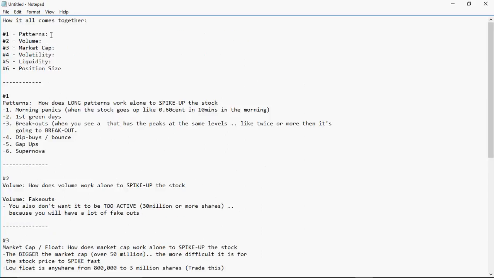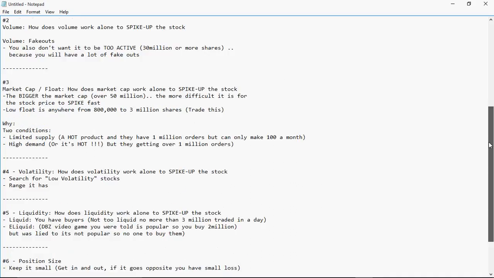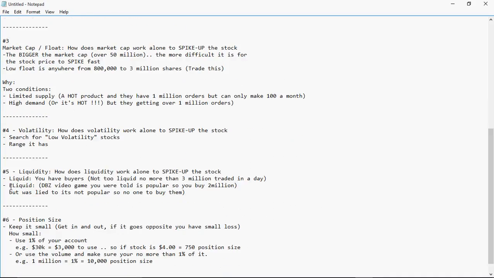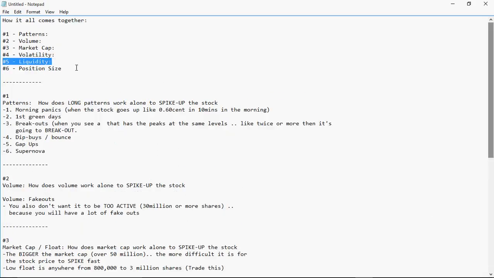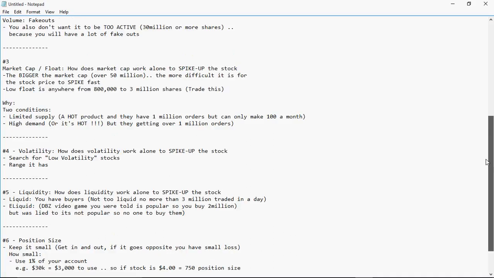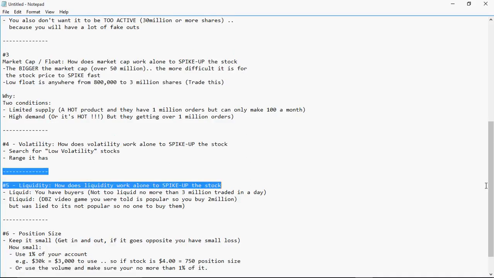Let's say you meet the right pattern, have the right volume, the market cap is in range, the volatility is low, but if you have a problem with the liquidity, here's the problem. Let's say you enter a stock that's illiquid, even though you're meeting all of these four, that could cause a problem too. Even though you're meeting those four, here's why.